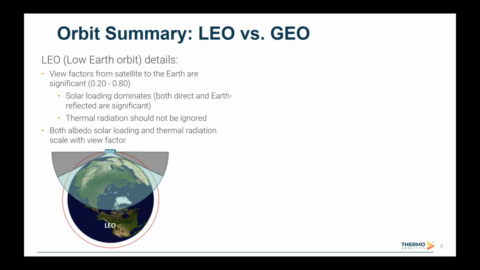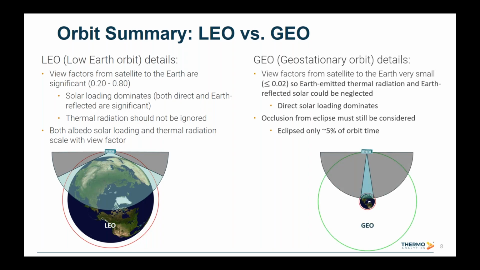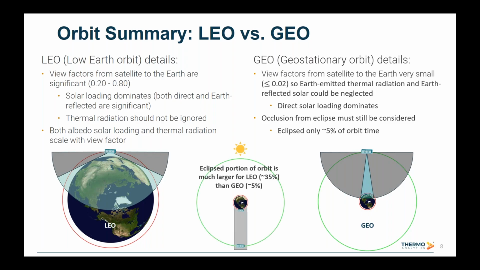That should be incorporated. And then contrasting this with the GEO scenario, where the satellite's much farther away from Earth, the view factors from the satellite to the Earth are quite a bit smaller. So the Earth emitted thermal radiation is not as dominant. It's a smaller factor, and the Earth reflected solar is not quite as important. Direct solar is really going to dominate, but our methodology includes all those things. So we're not discounting them just because they're smaller, but just showing what's going to dominate different types of scenarios.